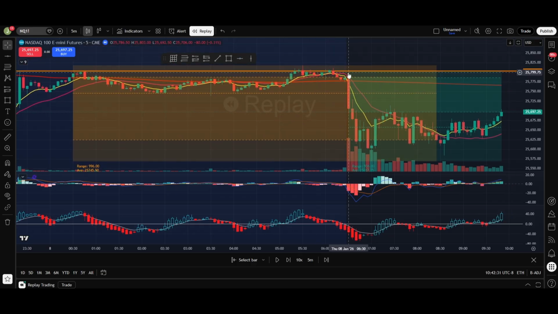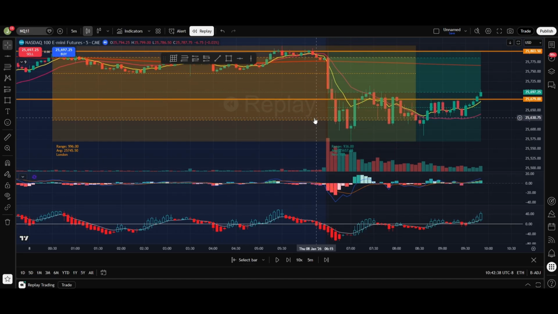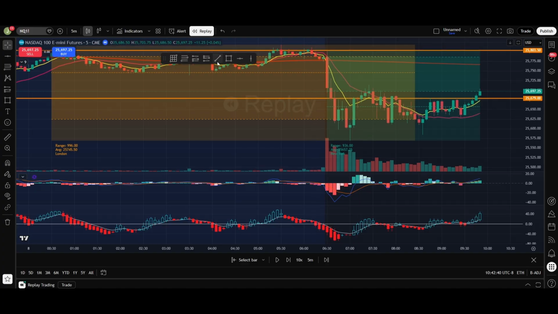So we have the high here of that 6:30 a.m. candle. We're going to look for that low of the 5-minute. Here it is, that first 5 minutes. Okay, what do we see? A short, right?